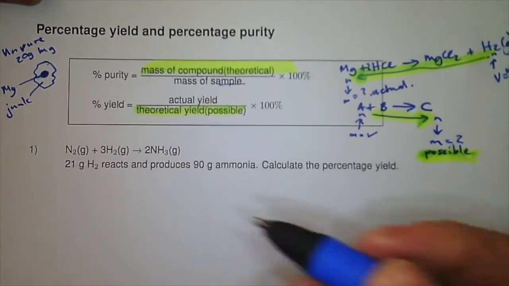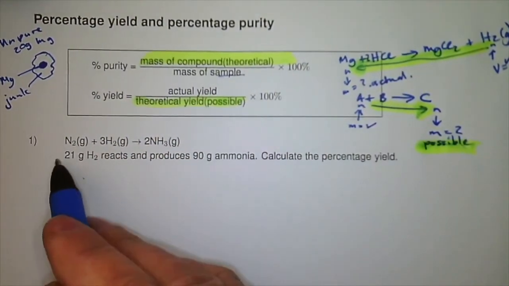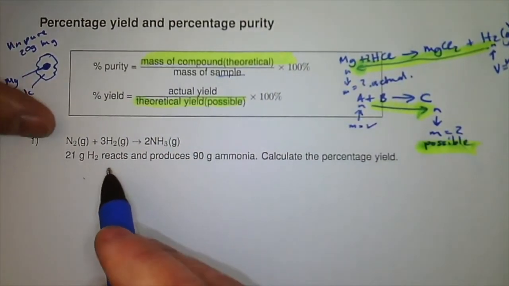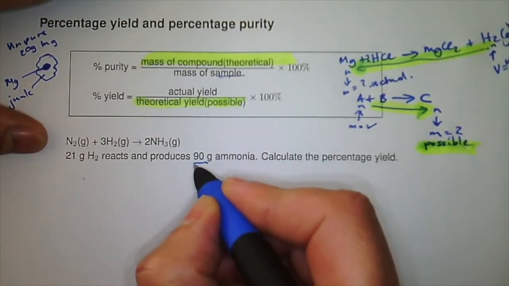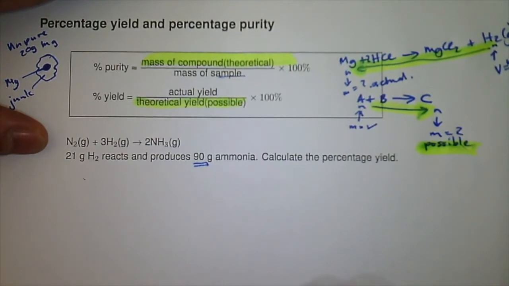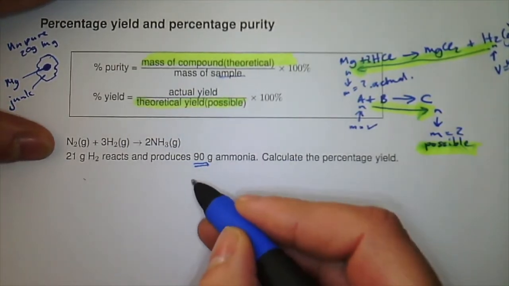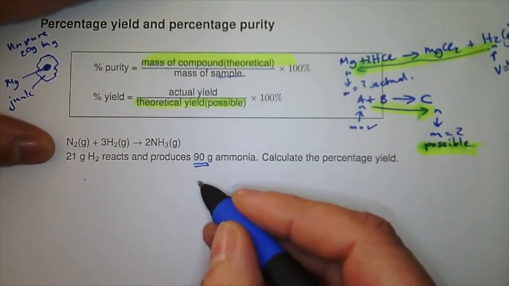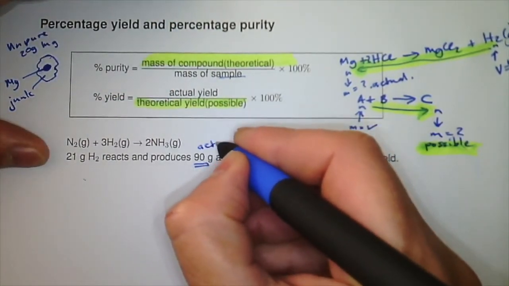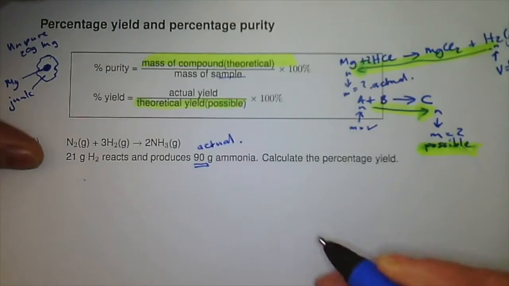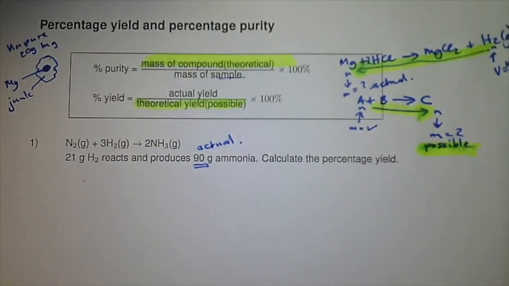Right, let's move on to examples. The first one, they tell you 21 grams of H2 reacts and produces 90. Now that 90, if they tell me it produced 90, it's not telling me that it was supposed to. It tells me the actual yield, right? So there you have actual yield. And then they ask us to calculate the percentage yield. Right, you can do this one and then come back and mark.